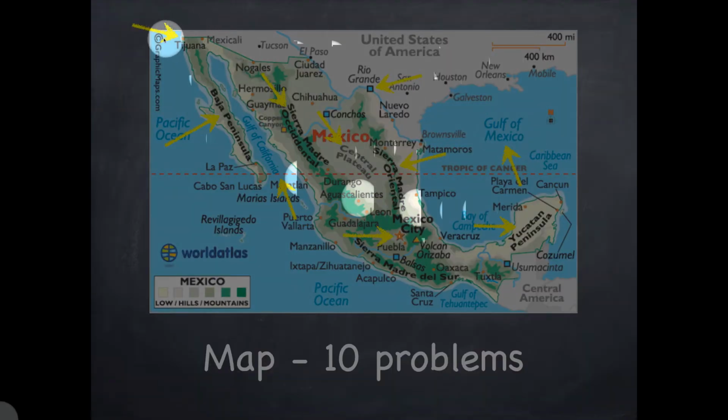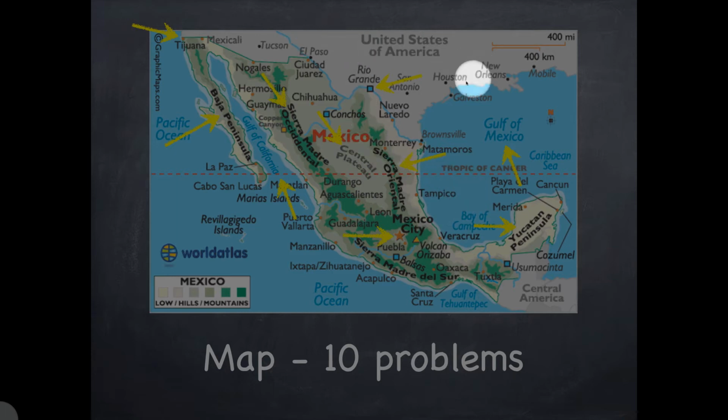We'll start with, up here in the top corner, the city of Tijuana. It's just south of the United States. Here we have the Baja Peninsula, otherwise known as Baja California, which is the term we used in class. So the Baja Peninsula is the same as Baja California. You need to know the Gulf of California, this body of water that flows between Baja California and the rest of Mexico.